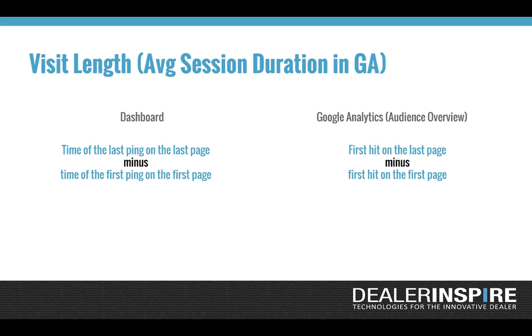When a visitor is on your site, Clicky continues to ping their servers throughout their time on the last page view. Visit length is then calculated as the difference between the time of the first page view and the time of the last ping on the last page view. In Google Analytics, on the other hand, session duration is calculated as the difference between the first hit on the first page and the first hit on the last page. It does not include, as Clicky does, time on that last page. So time on site will almost always be higher in the dashboard because Clicky includes all of that time on the last page, whereas Google Analytics stops the timer at the first hit on that last page. Does that make sense?